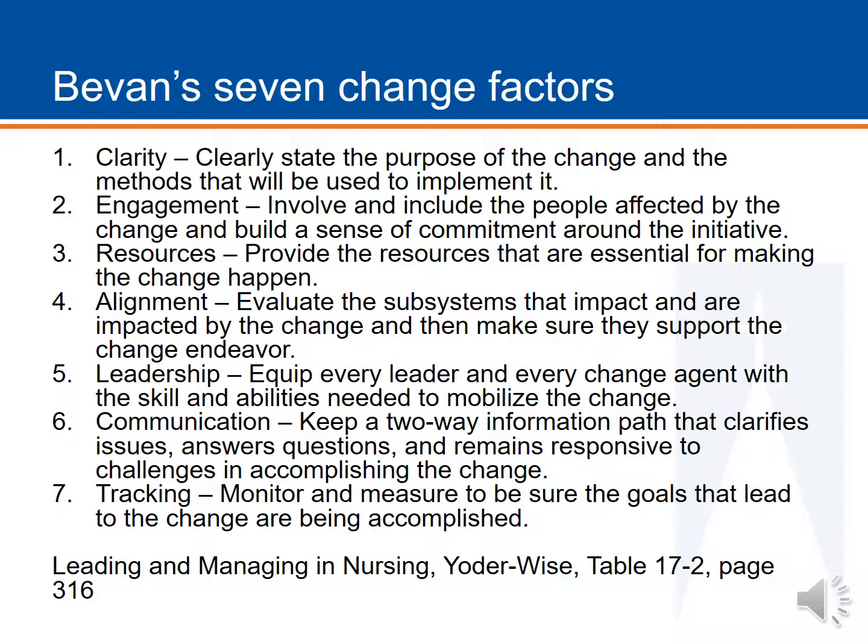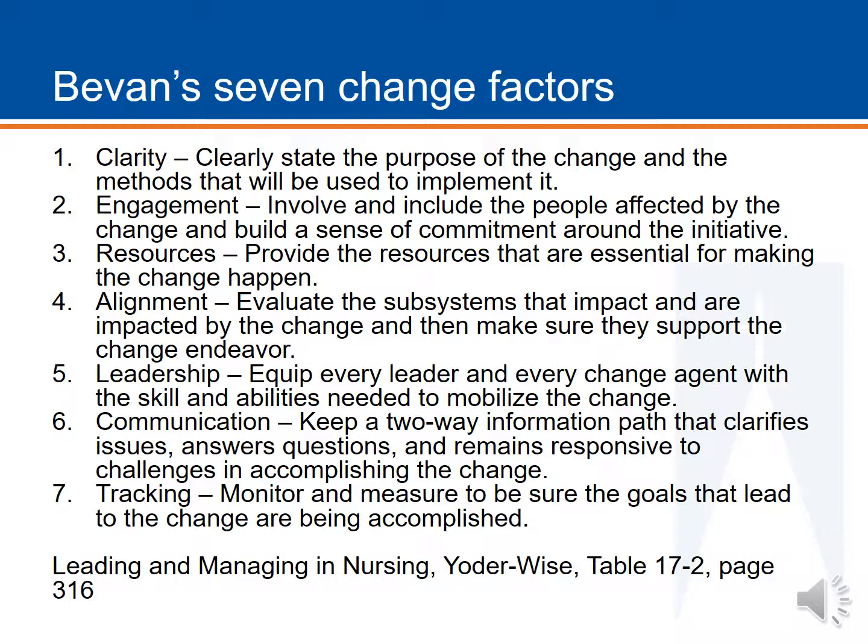Bevan's change factors is another one that I've had students use fairly regularly in these projects. And this involves 7 components. So clarity is the first step. That's to clearly state the purpose of the change and the methods. Engagement, so we got to get people involved. Resources, so identifying the resources needed. Alignment, so who's going to be impacted by this? What subsystems? And getting them on board, all of the various departments or individuals that need to be on board.